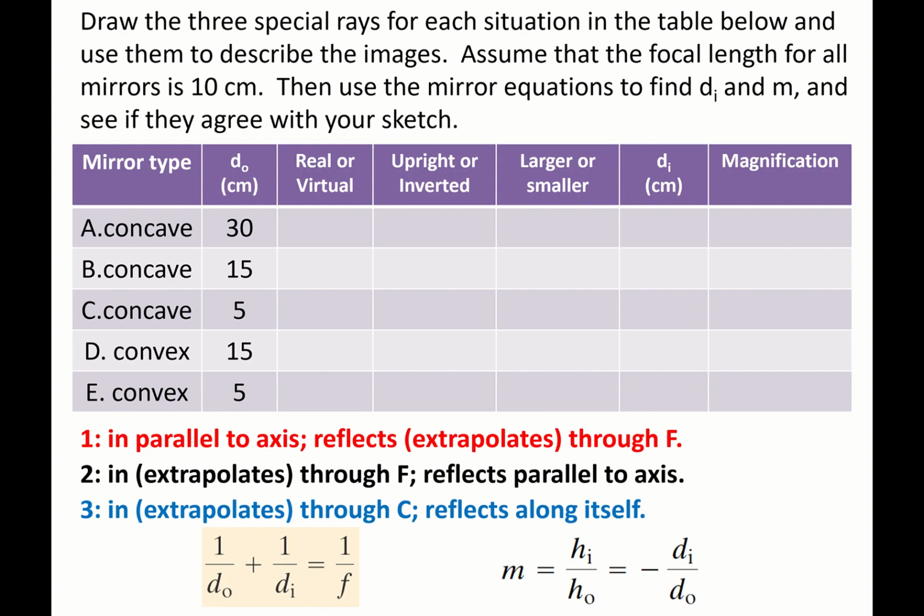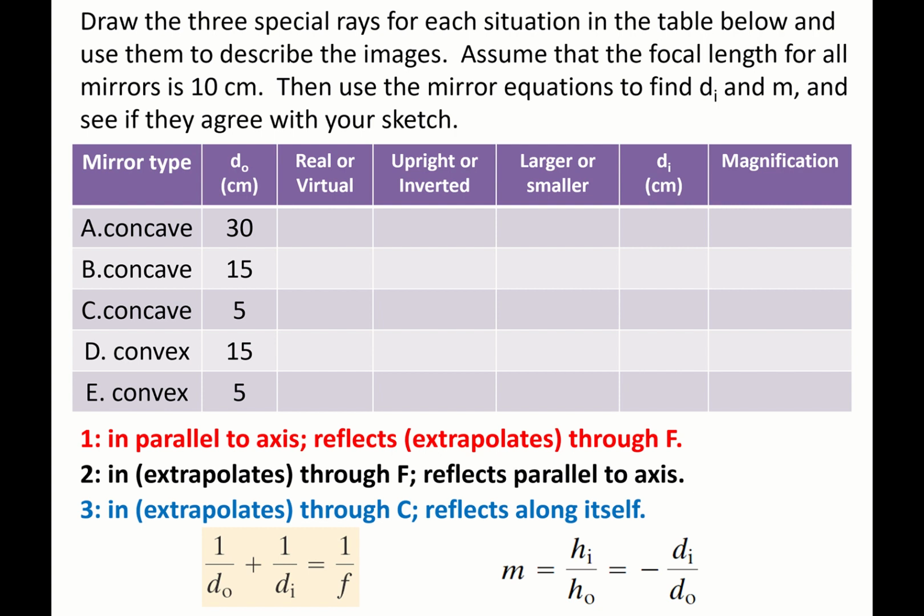So what I want you to do today is I've given you here, for a focal length of a mirror being 10 centimeters, all the possible cases that you could be asked to draw. So all these different object distances, you can see whether it's concave or convex. And so I ask you to draw each of these situations on a sheet of paper. Draw the special rays, draw where the image is located, and then mark on the table.